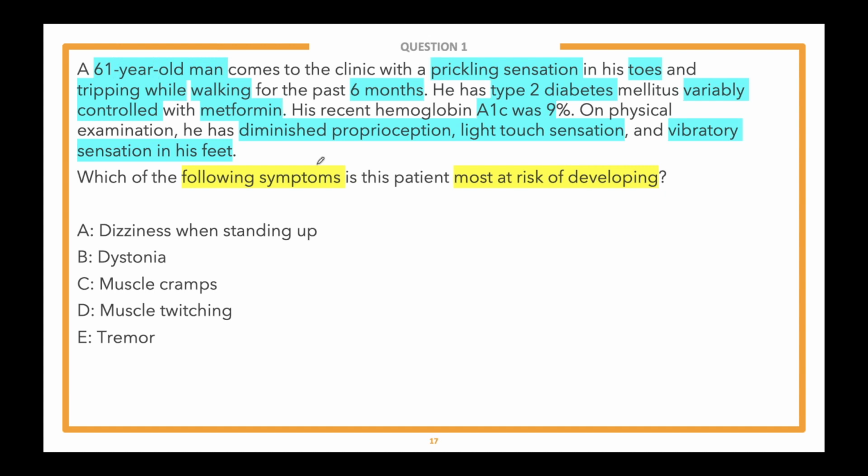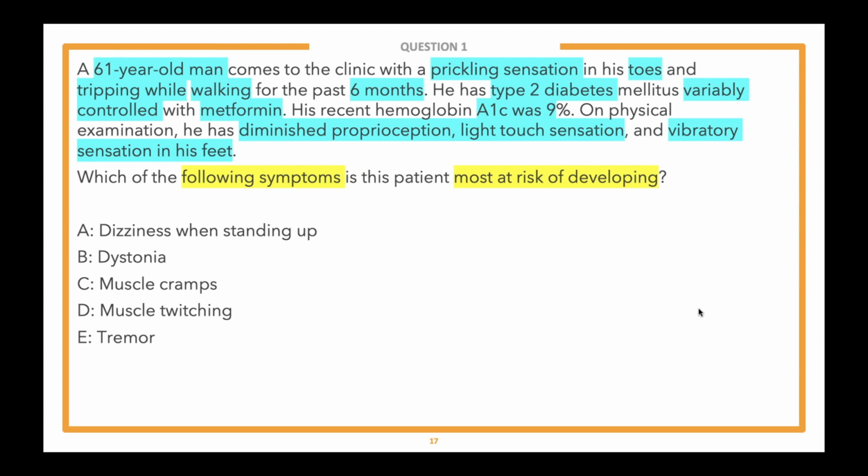Now that we've got those answer choices, let's take a look, and once again, we are going to start at the bottom and work our way up to the top. Answer choice E, tremor. D, muscle twitching. C, muscle cramps. B, dystonia. And A, dizziness when standing up.